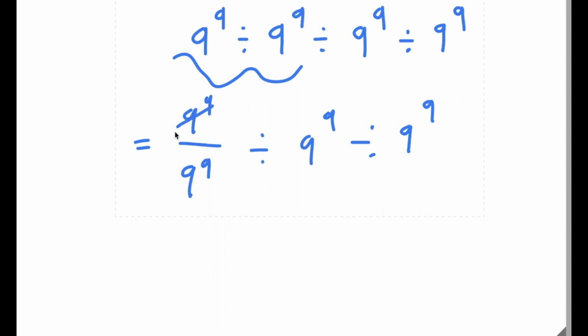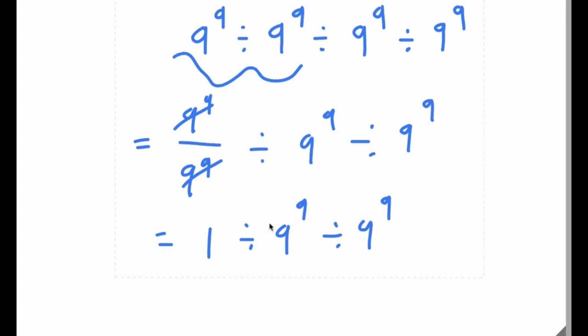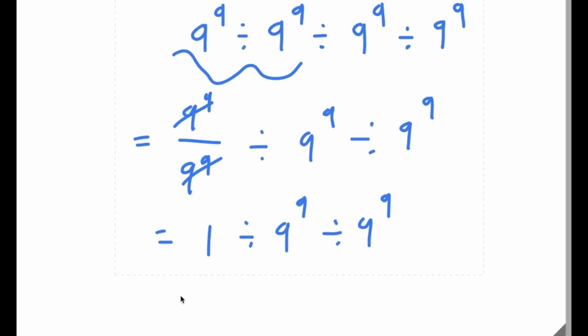Anything divided by itself is 1, so these two cancel out, and I'll be left with 1 divided by 9 to the power of 9 divided by 9 to the power of 9. Now again, you have to go in order. So now we're going to do 1 divided by 9 to the power of 9. This is equal to 1 over 9 to the power of 9. Now I have this divided by 9 to the power of 9.